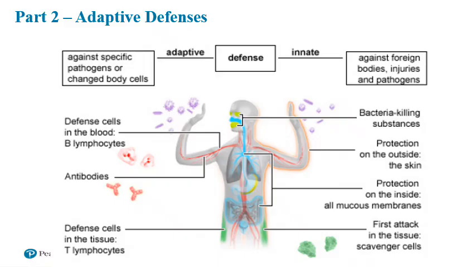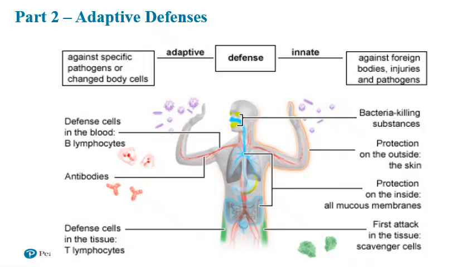So to continue, the adaptive defenses are defenses against specific pathogens that change body cells. And they are adaptive because our body cells, our immune system cells, have not been exposed to it, and therefore we adapt to them. We need exposure in order to adapt to them. This is unlike the innate, where we're actually born with it, but together the adaptive plus the innate will be our total defense against injuries and pathogens.